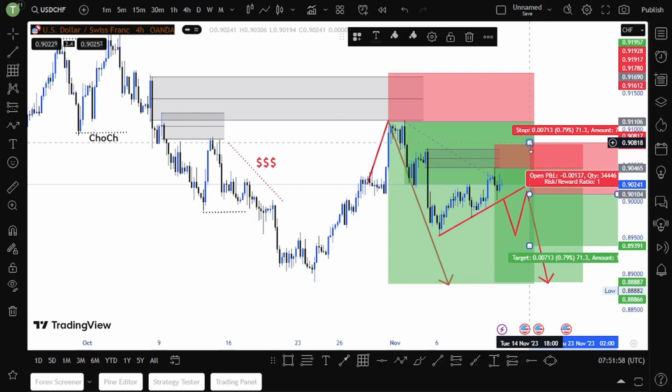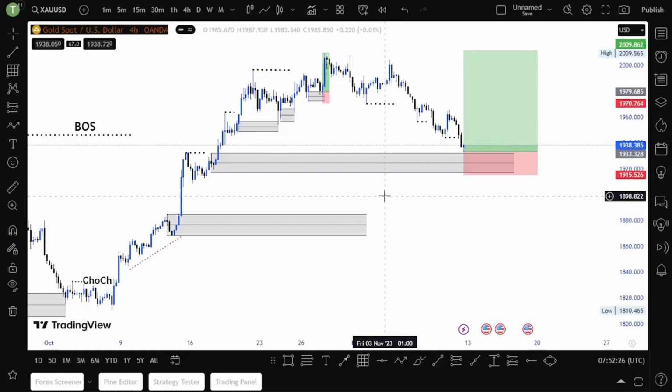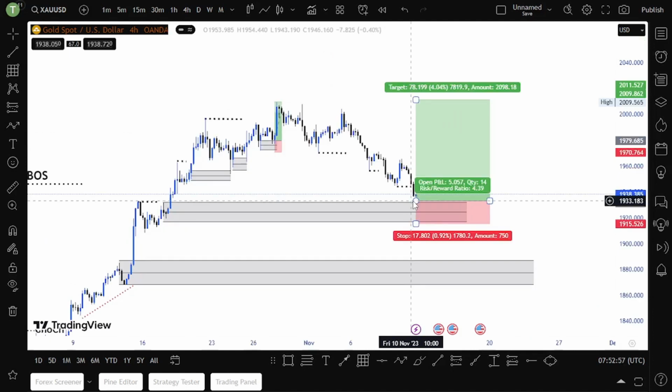Now let's look at gold. Looking at gold, guys, this is where we were just having this pullback. We are currently bullish, as you can see. Now we are targeting to enter at these two zones. I'm planning to enter a buy at this demand zone. That is where I plan to enter my buys.